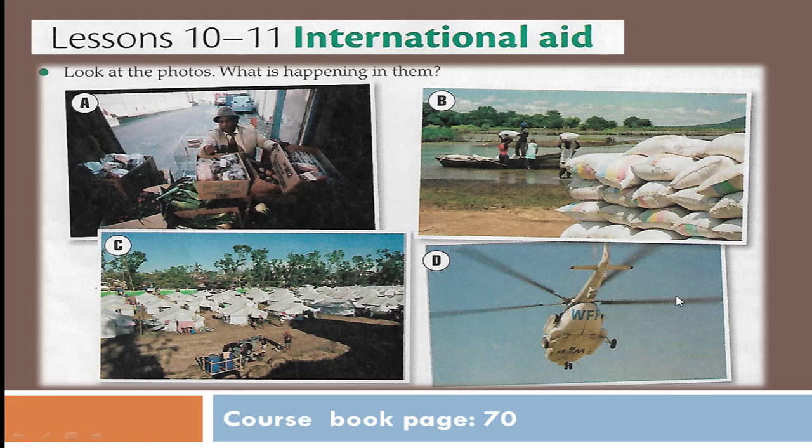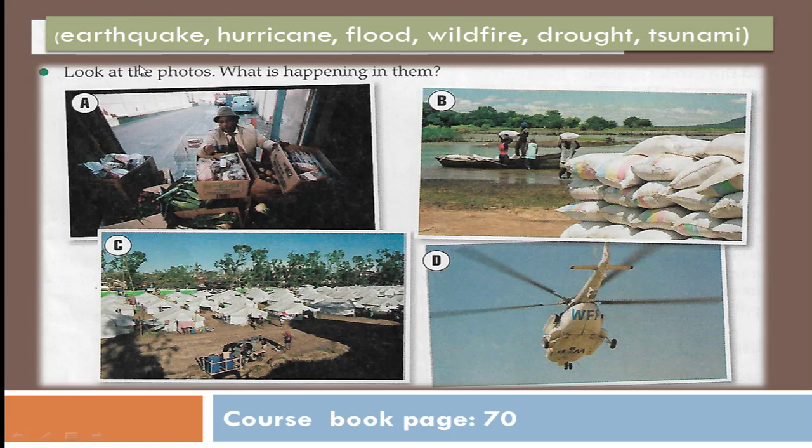Today we are going to deal with lesson 10 in course book page 70 and workbook page 59. Before we begin this lesson, I will remind you with the natural disasters that we have studied. Look, the most popular natural disasters are earthquake, hurricane, flood, wildfire, drought, and tsunami.